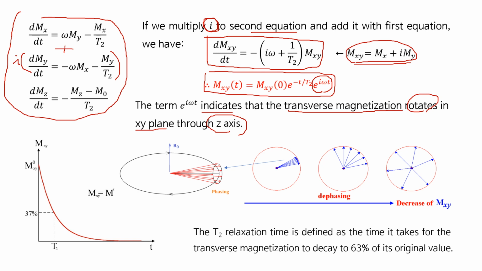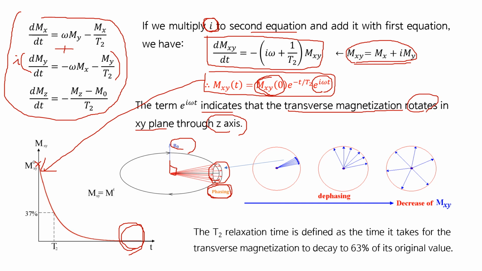This equation can be plotted like this, and Mxy0 at t equals 0 decays very fast to 0. As we already discussed, in the RF pulse field, the nuclear spins rotate together in phase around the B field. This is called phasing.